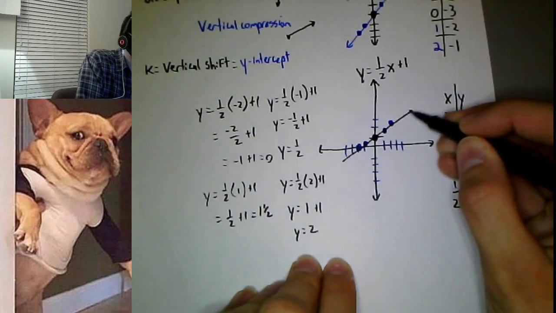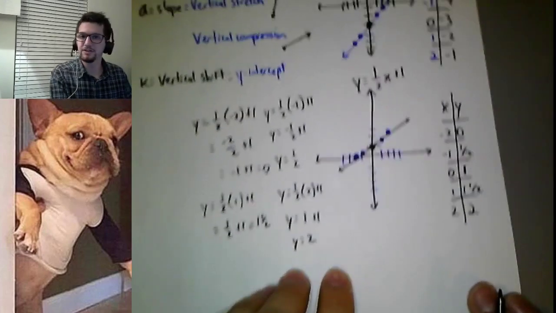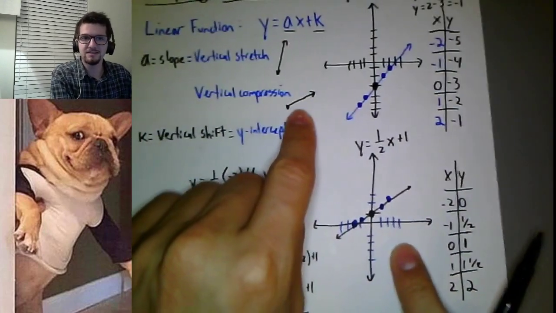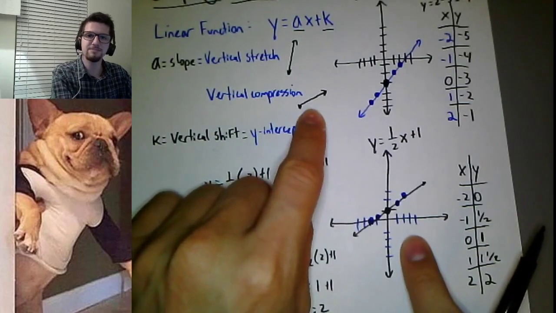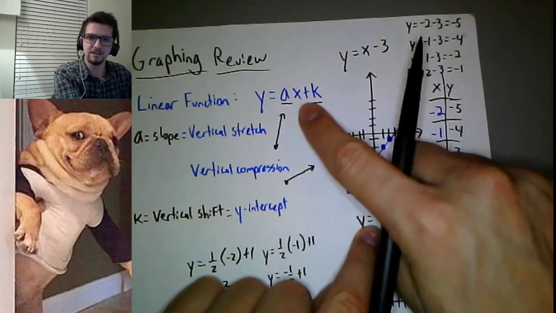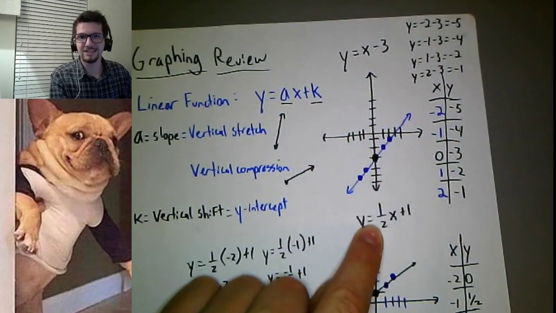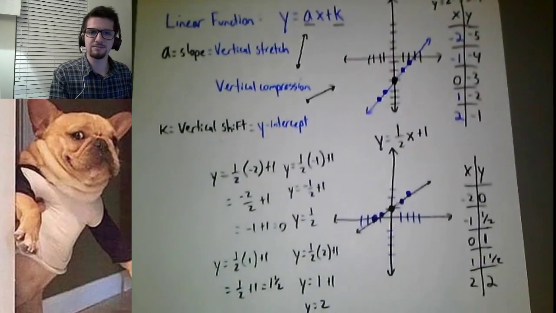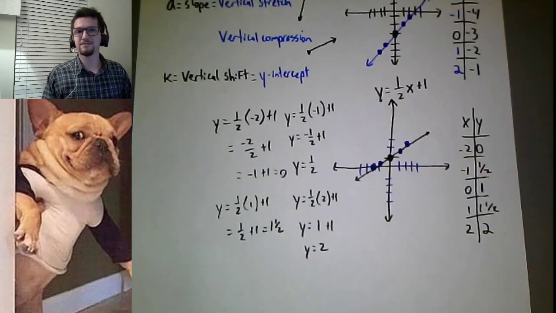There is my resulting line. And if you'll notice, this looks flatter because it was vertically compressed, because a compression means that your a value is a fraction less than 1. So that's why that was compressed. That's the extent of linear equations.